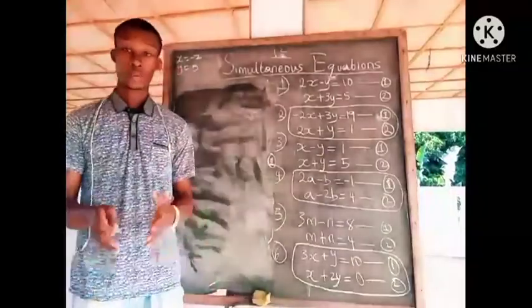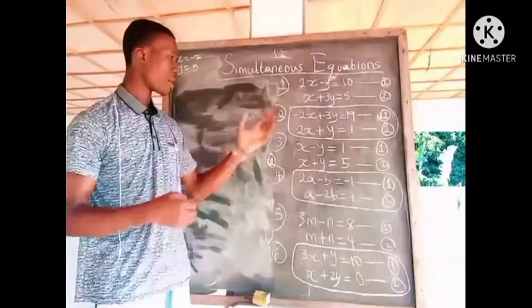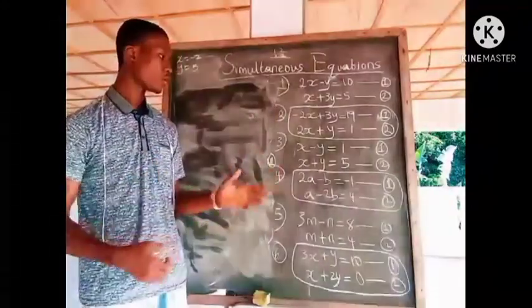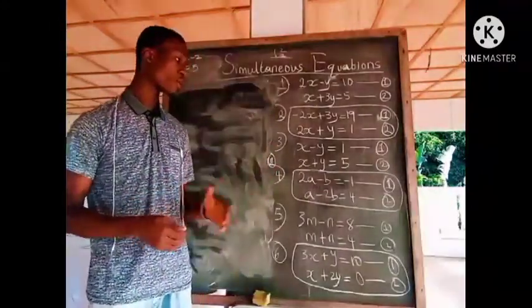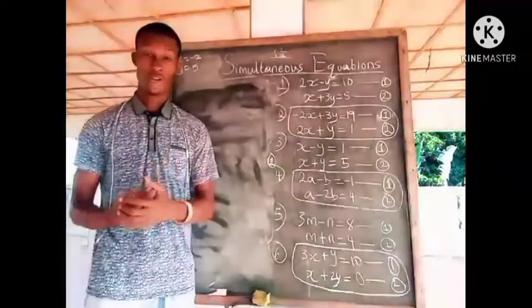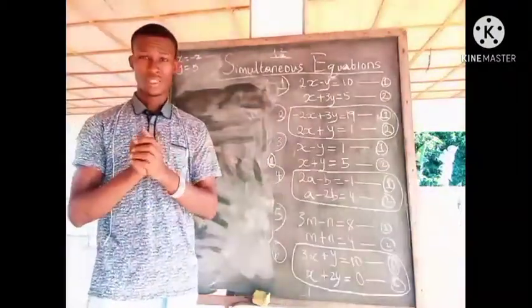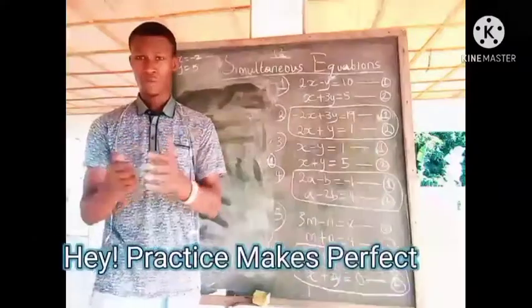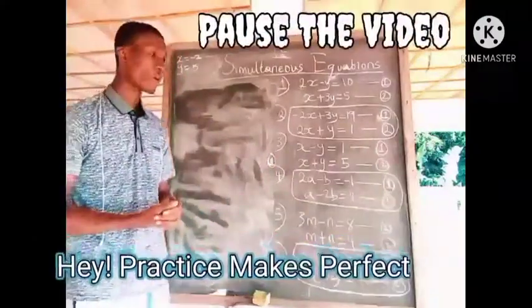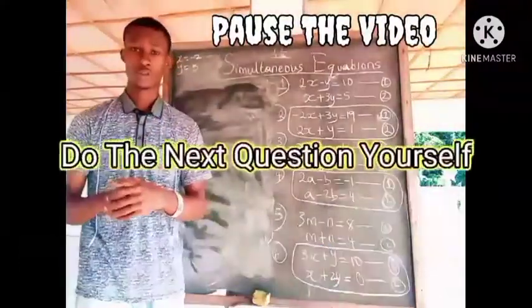Okay, now to move further, we have the next question after number 2. And that next question is x minus y equal to 1, then x plus y equal to 5. I don't really see the need of doing this, but for the sake of it, let me just go ahead and do it. This question is very, very easy. For those who must have tried the question, kudos to you.